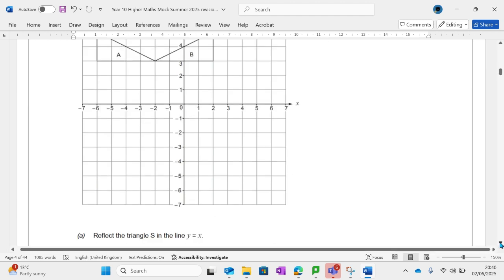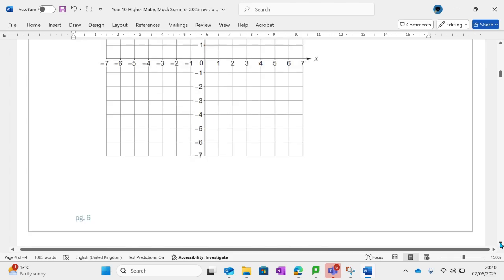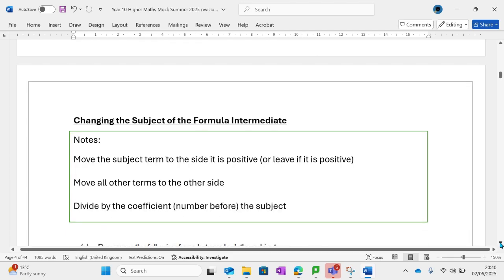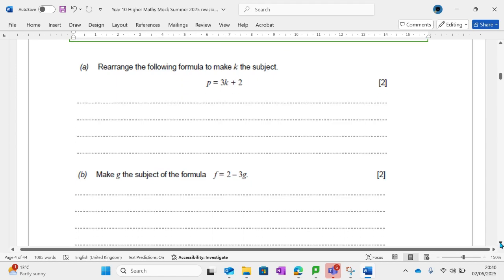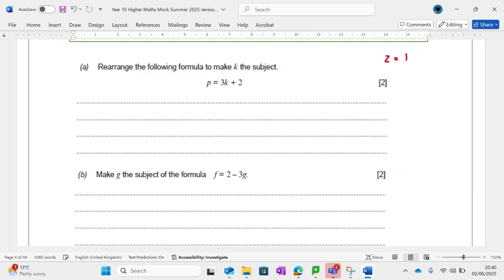Super quickly, I want to move on to changing the subject of the formula. A couple of rules here, chaps. Let's make k the subject of the formula, but let me do a slightly different one. Let me do z equals 4k minus 8. If I want to make k the subject, I want to leave k on its own. So I'll move the minus 8 over this side as a plus 8. And then the times 4 would come over here as a divide by 4, leaving k isolated. Now it's the subject of the formula, it's by itself.